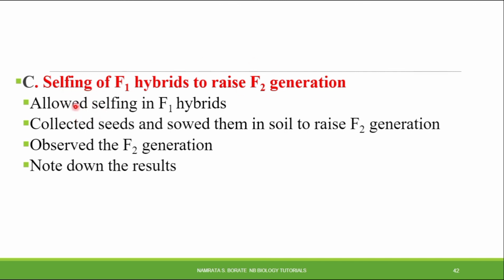He allowed the selfing in the F1 hybrid, collected the seeds and sowed them in the soil to raise the F2 generation, and observed the F2 generation. He noted down the result again. So this is the experiment which was worked out by Mendel for his inheritance pattern.